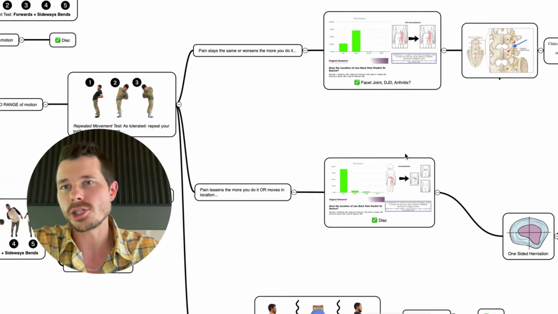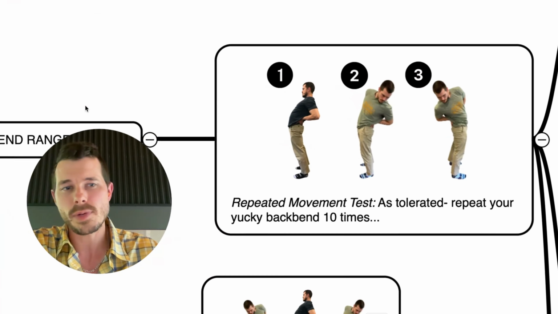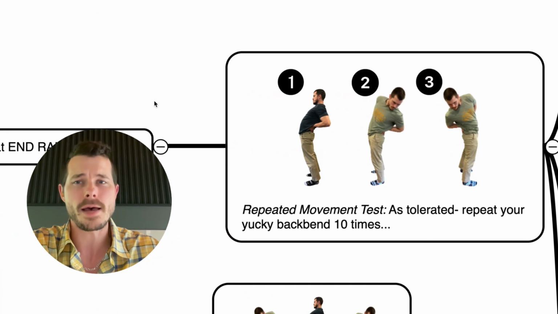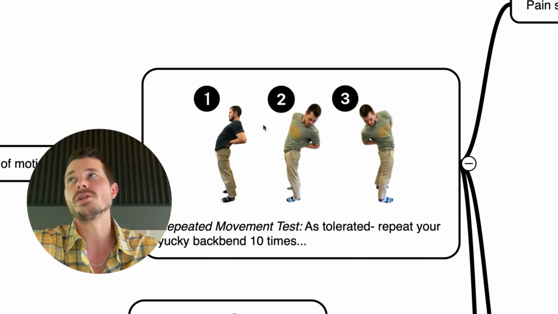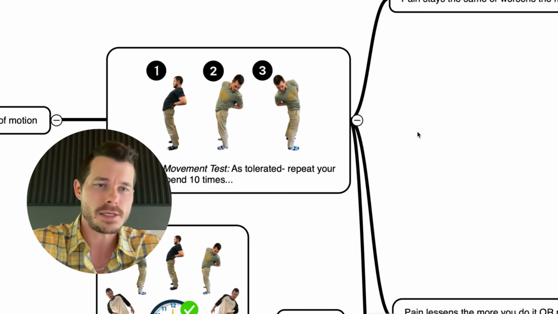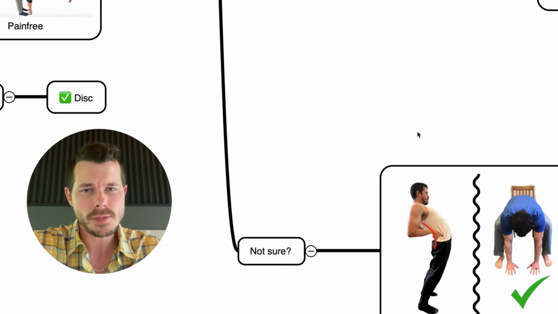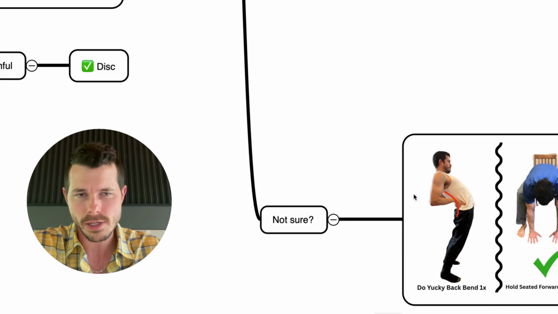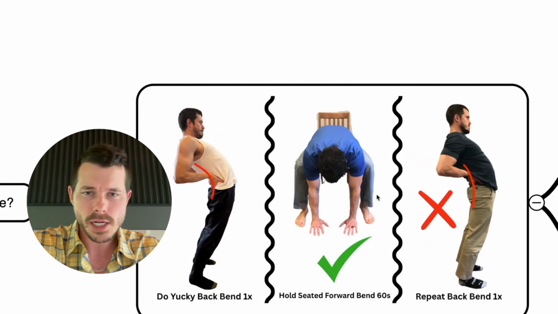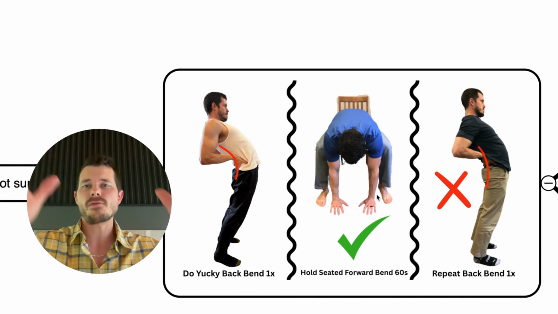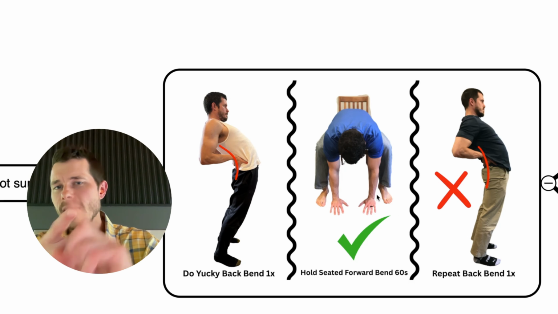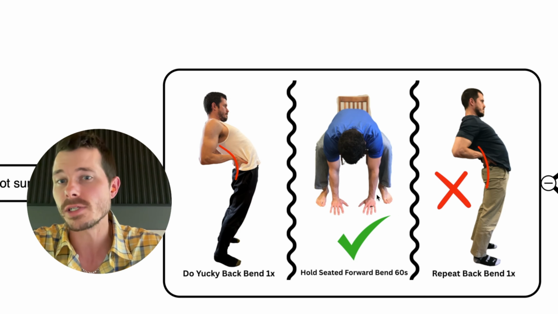Now let's just say you're not sure. You go through these motions, you went through this repeated exam, you're like, you know what, I can't tell what happened. Maybe it got worse, maybe it got better, maybe one time hurt, maybe the next time it didn't. It's just kind of funky. Here's what I would ask you do. A little bit of a ninja trick here to help you figure out what's going on. If you're not so sure, I want you to do your yucky back bend, again, just one time. Get an idea for how far you move and what it feels like, the amount of symptoms you experience while you're doing it.